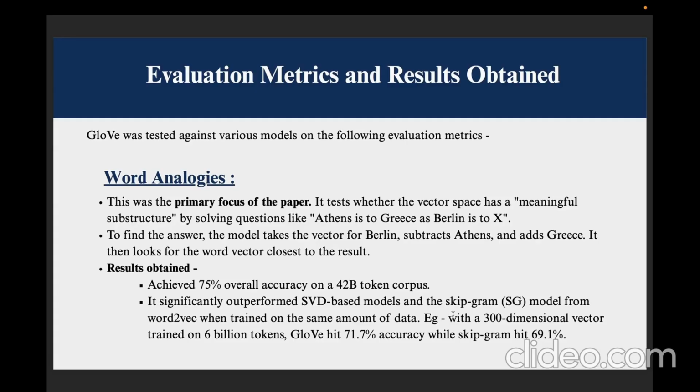With a 300 dimensional vector trained on 6 billion tokens, GloVe hit 71.7% accuracy while skip-gram hit only 69.1%. This is shown in the research paper tables that were present as results output.